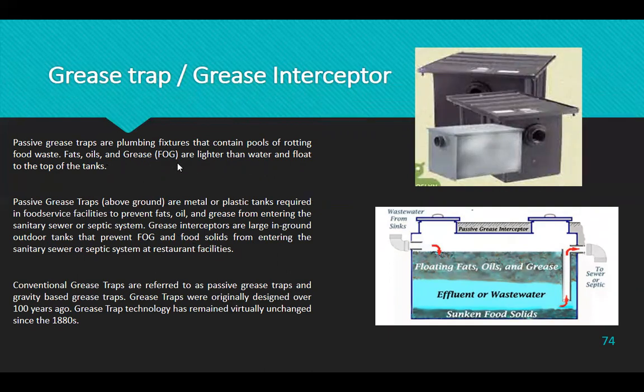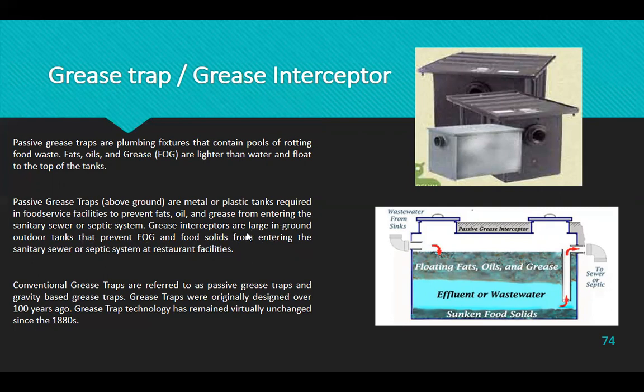Fats, oil, and grease, FOG, are lighter than water and float to the top of the tank. Passive grease tanks above ground are metal or plastic tanks required in food service facilities to prevent fats, oils, and grease from entering the sanitary sewer or septic system. That is required by ANR. All commercial restaurants are required to have it. Residential is optional. Grease interceptors are large in-ground outdoor tanks that prevent FOG and food soil fluid from entering the sanitary sewer or septic tank at restaurant facilities.